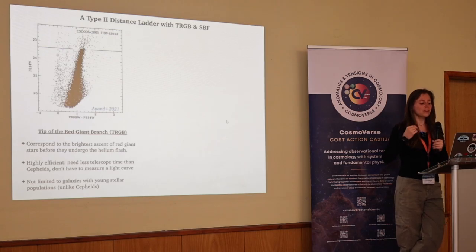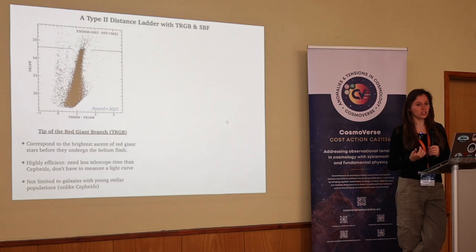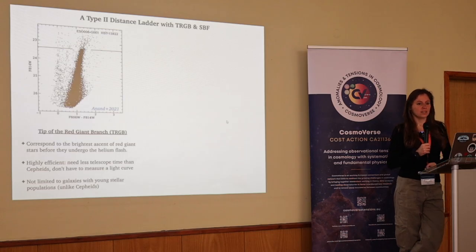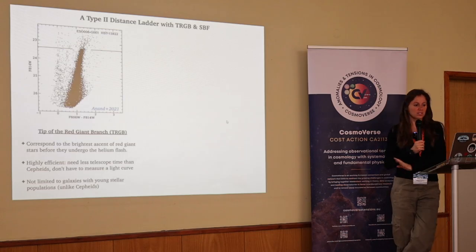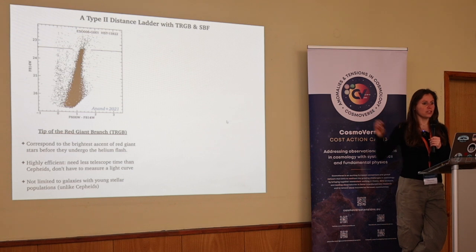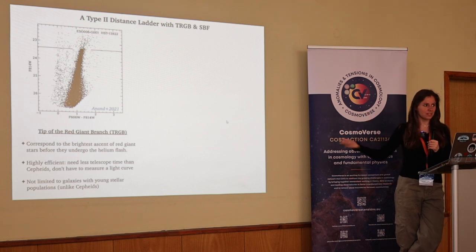So it's really different. It's highly efficient because, again, no time series, just one image, or two filters. And it's not limited to galaxies where you have only young stellar populations like Cepheids. You can really do TRGB, tip of the red giant branch measurement in basically any galaxy. So that's the first step that would replace the Cepheids.